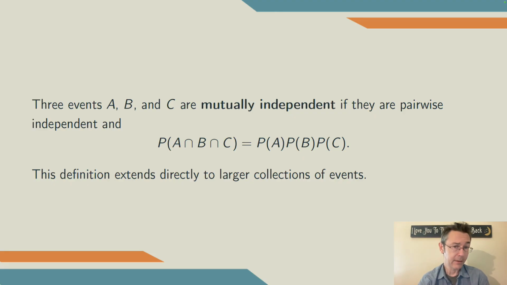Three events, A, B, and C, are said to be mutually independent if they're pairwise independent and the probability of A, B, and C is equal to the probability of A times the probability of B times the probability of C. And you can take this definition and extend it to a larger collection of events if you need to.